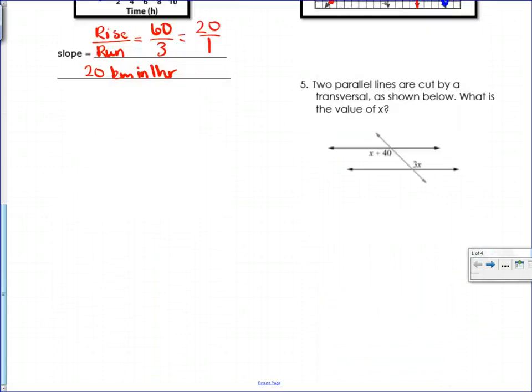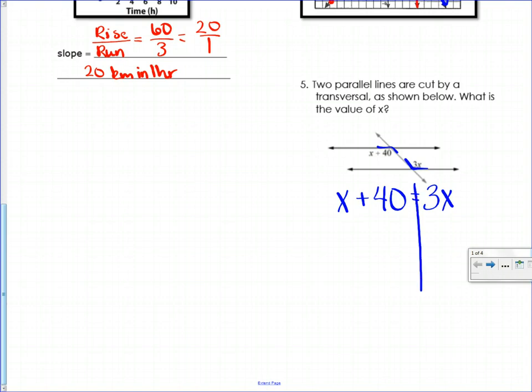Number 5. 2 parallel lines are cut by a transversal as shown below. What is the value of x? So thinking back to transversals, we did this before Thanksgiving. We need to look and see, are these two angles here congruent or are they supplementary? They're both obtuse angles, so they're congruent. So I'm going to set the angles equal to each other. Because if they're congruent, we know they're the same.